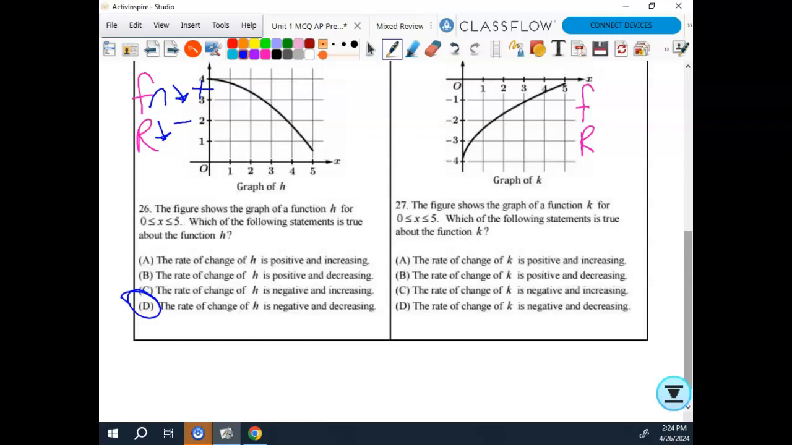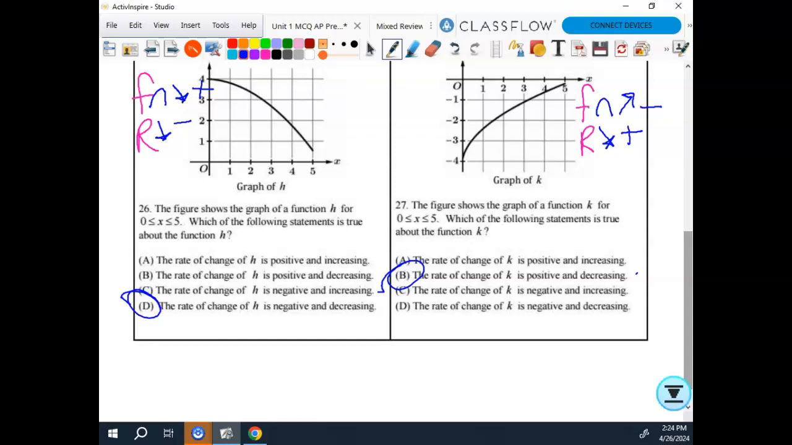This is probably wrong too. Then. Okay, well, let's see. The function is concave down, increasing, and negative. So the rate is decreasing and positive. So positive and decreasing is B. Okay? What questions do you have?